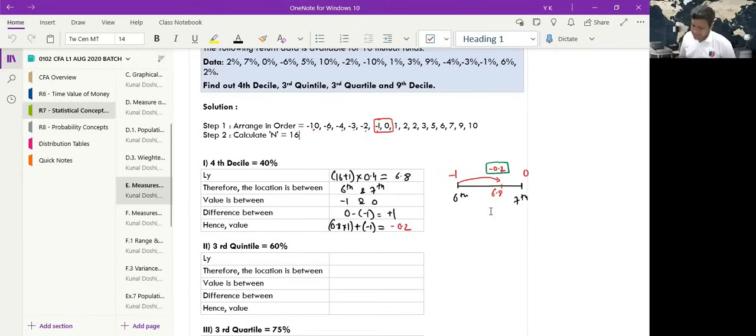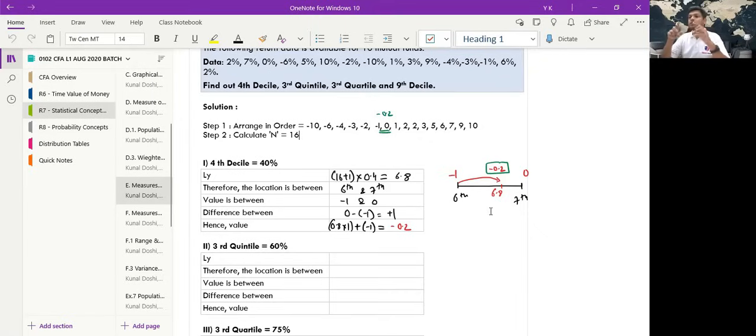Okay. Still, there must be some confusion about what exactly we are doing. Now understand very carefully what we've calculated, between -1 and 0. Otherwise, you'll be lost in the calculation. So between these two data is -0.2. What we were doing was trying to find the location of the data, and they had told us to find the 4th decile. So I can say at or below.